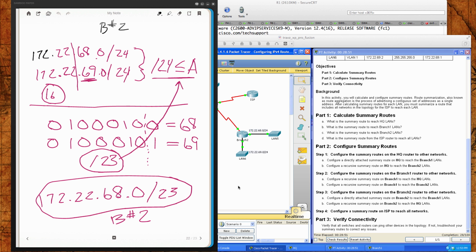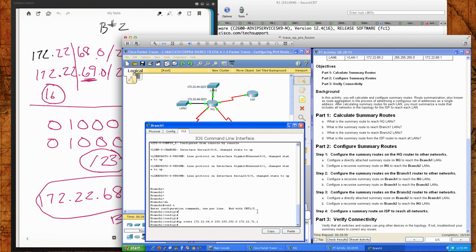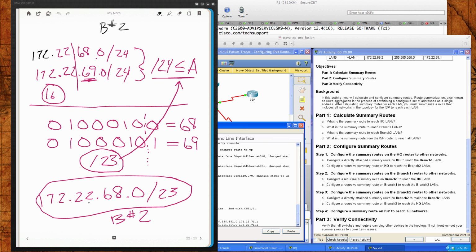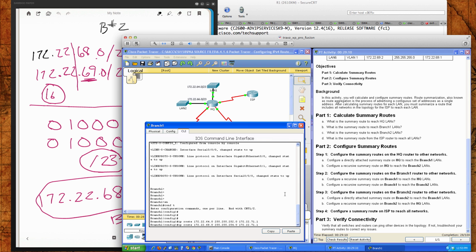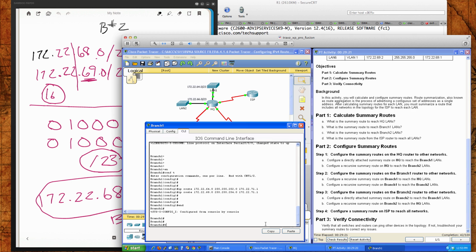Okay, so this is 172.22.68.0. It's a /23. So I can pull this up, and it's a /23, so it's going to be a 254. 172.22.68.0. Let's confirm that. 172.22.68.0, and let's see what the completion percentage does. It should increase to 42, and it did. Okay, so those are our steps on branch router 1. So I'm going to write mem.